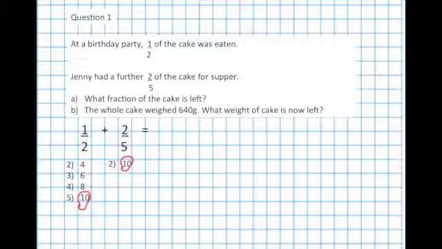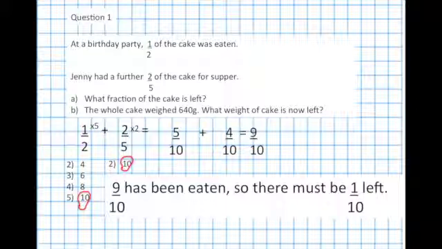So turning them into tenths, we've times the 2 by 5, and we've times the 1 by 5, and we've times the 2 by 2, and we end up with 5 tenths and 4 tenths. 5 tenths and 4 tenths is 9 tenths, because once the denominators are the same, we add the tops and keep the bottoms. 9 tenths has been eaten, so there must be 1/10 left. So that's the answer to question A.